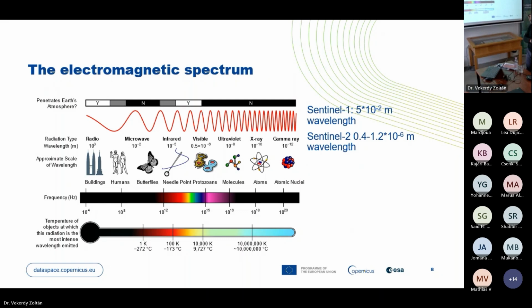Microwaves? Yes. 10 to the power of minus 2, a couple of centimeters. Exactly. Butterflies. So that's the sort of sizes. Oh yeah, well, I had the answer there for you. And then Sentinel-2 is somewhere between visible and infrared.